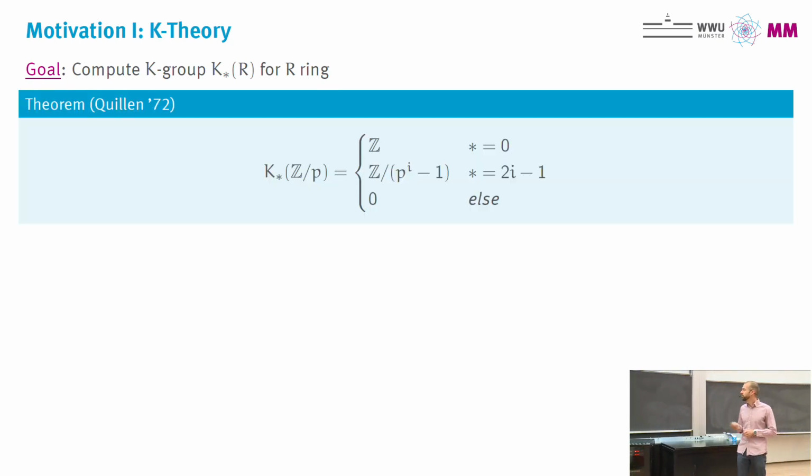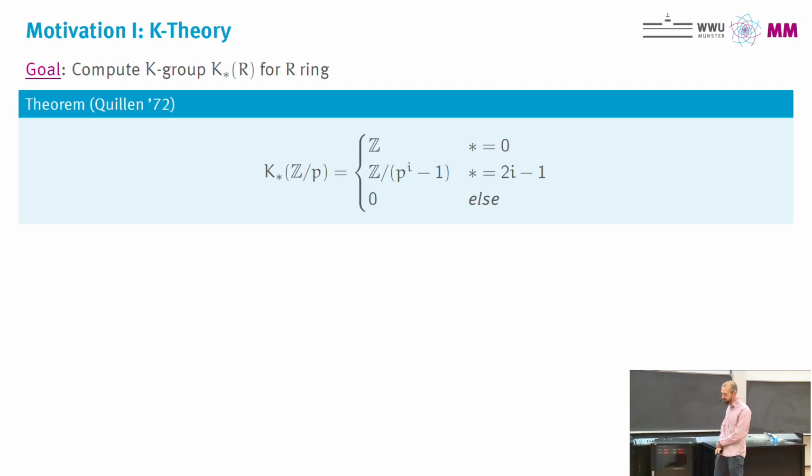These were introduced by Quillen 50 years ago. And the very first thing he did when he introduced these algebraic K-theory groups is he computed the K-theory of the ring Z/p. Here p is prime, so throughout the talk, p will be a fixed prime. And of course, this is a field with p elements.